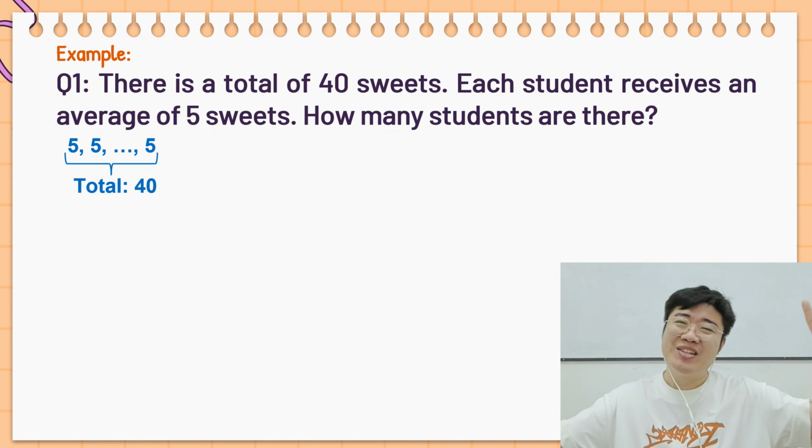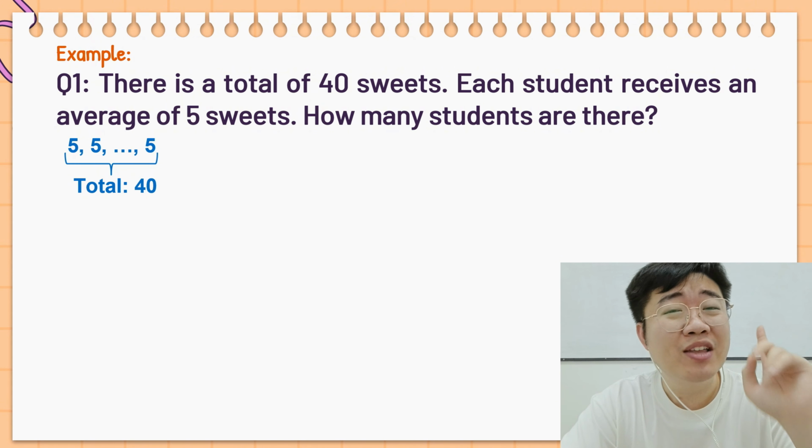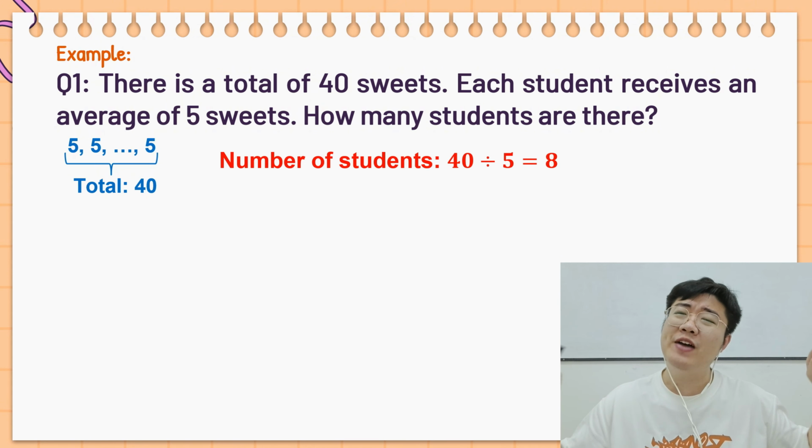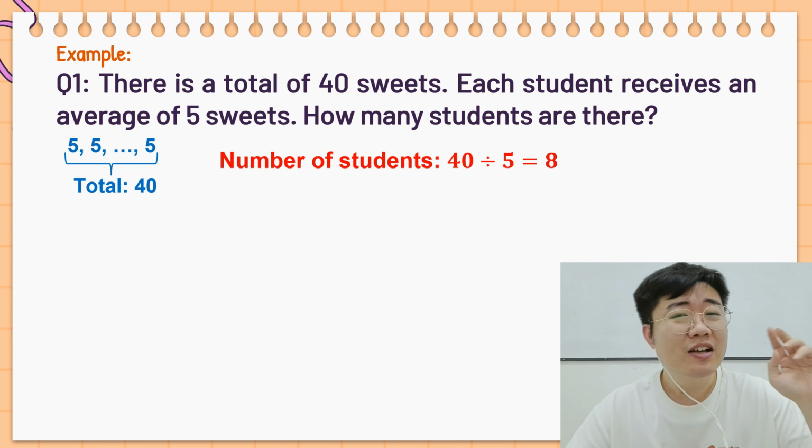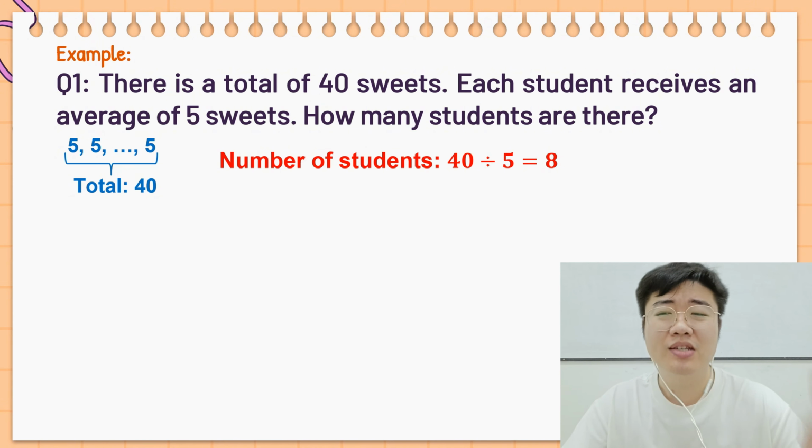Everyone, we know this is a division again. So we can do 40 divided by 5. We find out 8 of the 5s. When they are together, we get a total of 40. This means we got 8 students in total.